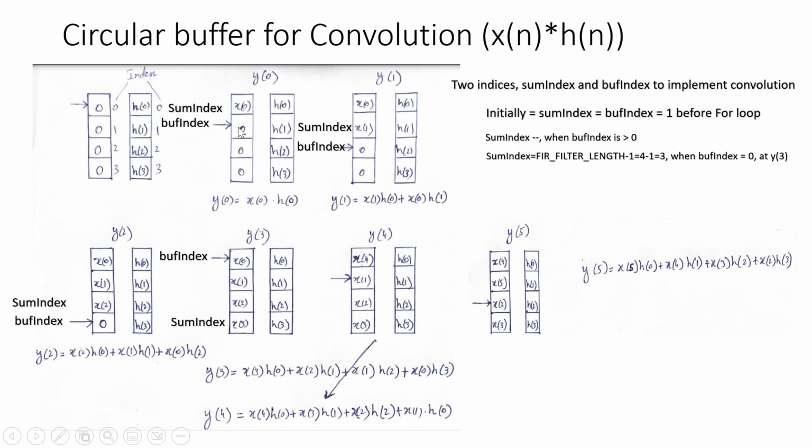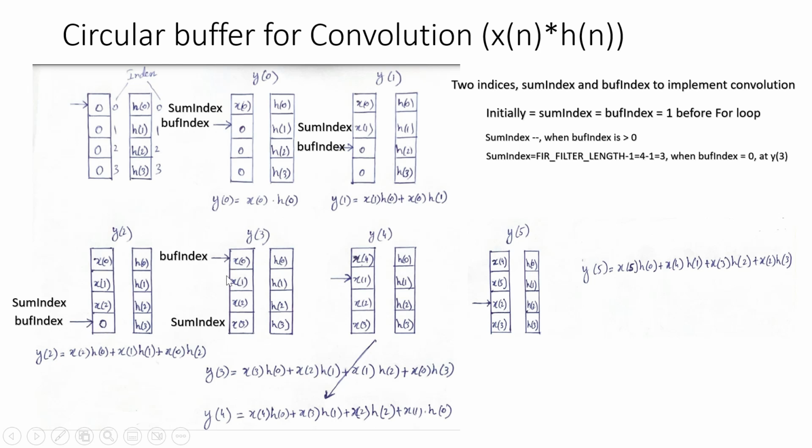So the next sample now will come at this point. When the next sample comes, I will increase the buffer index. So now my pointer is here. The next sample will come at this point, and I will increment this buffer index again. Now this is the point where the next sample will come.